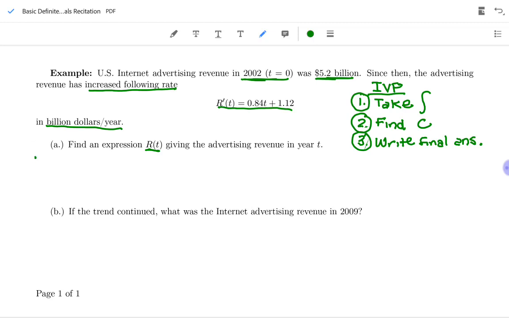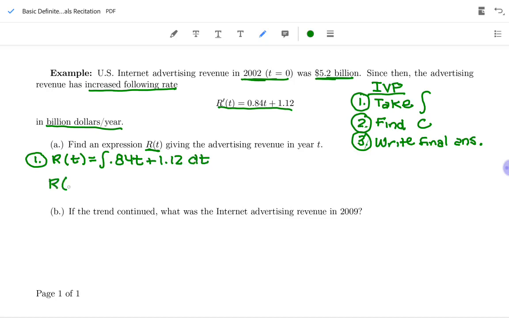So the first thing to get from R prime to R is we're going to take our antiderivative. So R of t is going to be the antiderivative of this R prime. We're going to take the antiderivative of 0.84t plus 1.12, and then we need a dt in here because it's with respect to time.